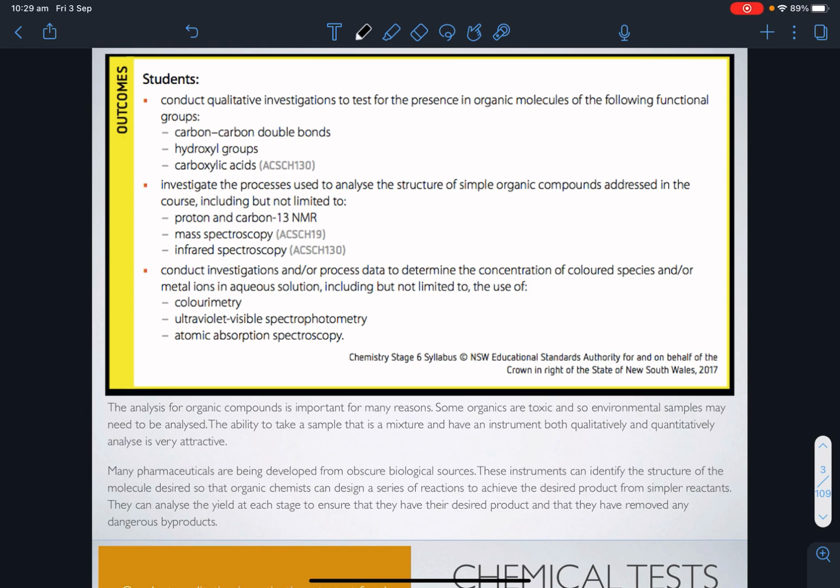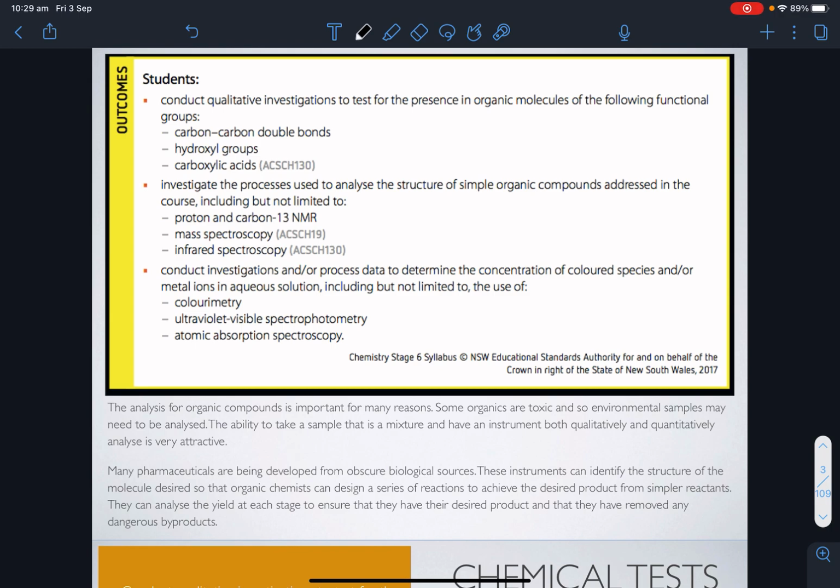Alright, what have I written here? Let's see what I've rambled on about. The analysis of organic compounds is important for many reasons. Some organics are toxic, and so environmental samples may need to be analysed. The ability to take a sample that is a mixture and have an instrument both qualitatively and quantitatively analyse it is very attractive. Getting a sample, finding out what's in there and how much, is hugely important.